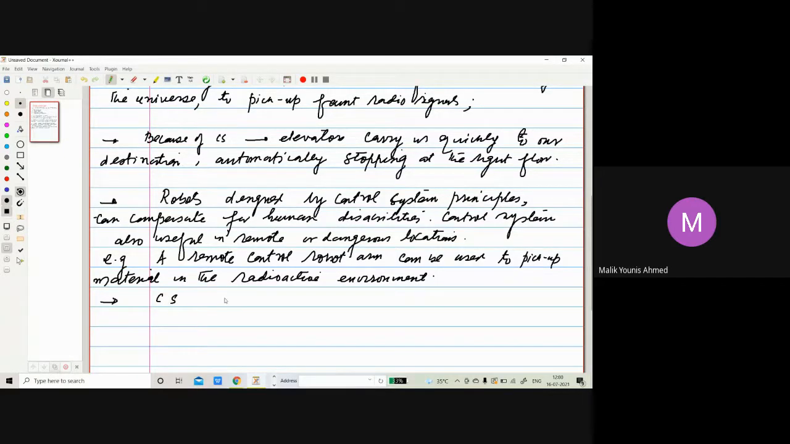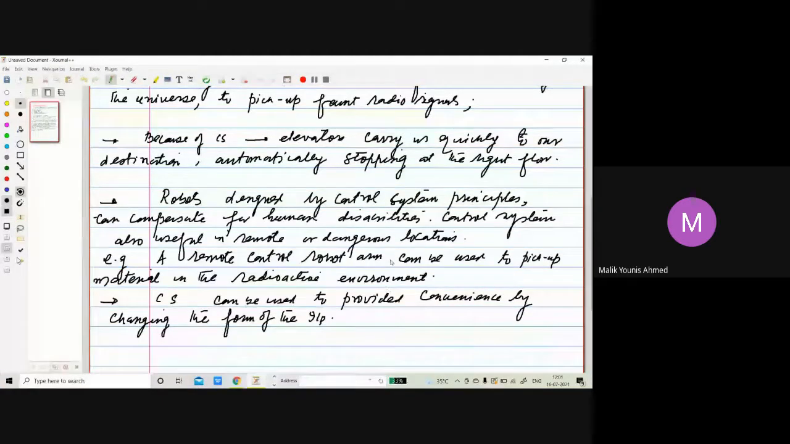Control system can be used to provide convenience by changing the form of the input. What is the meaning of this? For example, let me take the temperature control that we have.